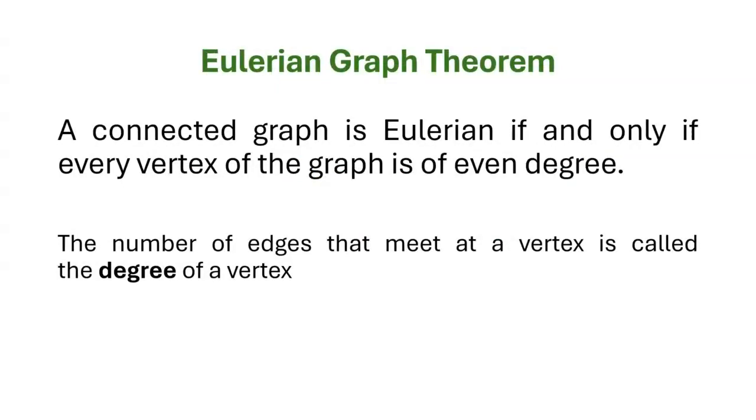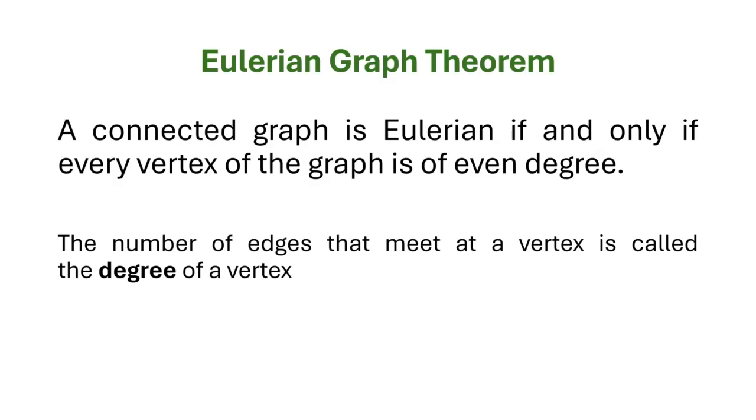So this gives me an idea of how to identify graphs where you can actually do these circuits, where you travel through all of the edges. This is a result that we can state, called the Eulerian graph theorem. It says that a connected graph, a graph that is in one piece, is Eulerian if and only if every vertex of the graph is of even degree.